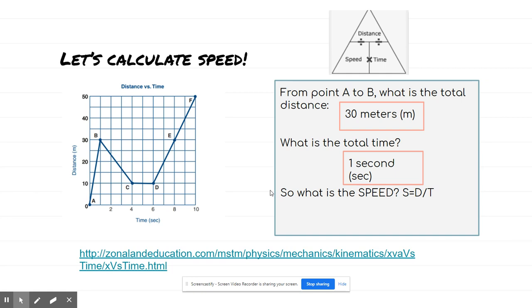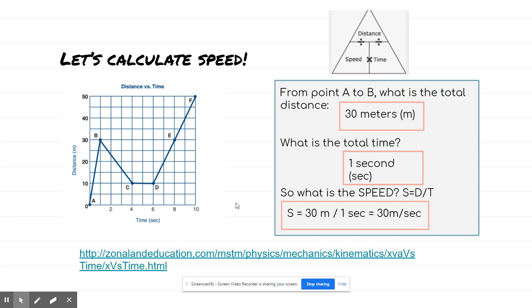Okay, so now we use our speed formula. Speed equals distance divided by time. So 30 divided by 1. 30 divided by 1 is 30. So the speed from point A to B is 30 meters a second.